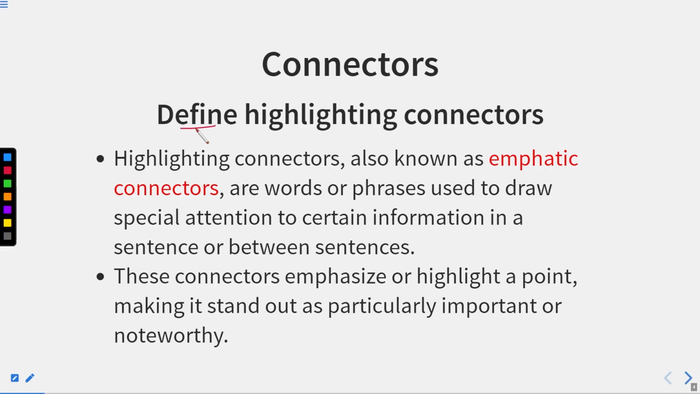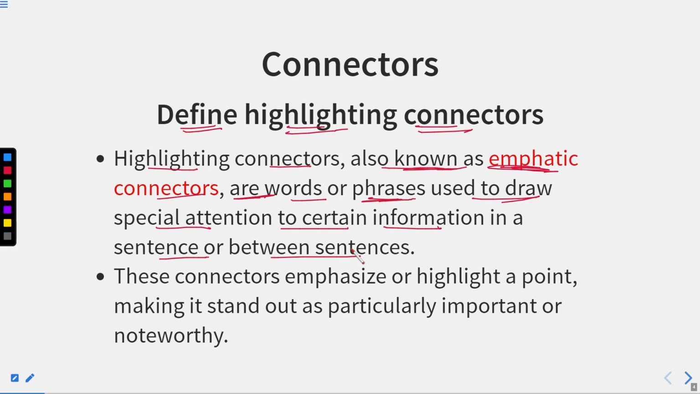So here is the definition of highlighting connectors. Highlighting connectors, also known as emphatic connectors, are words or phrases used to draw special attention to certain information in a sentence or between sentences. It means if we are highlighting something, we are making it in a different color, we are making it bold, or we are underlining it. These are the manners in which one can highlight a structure.